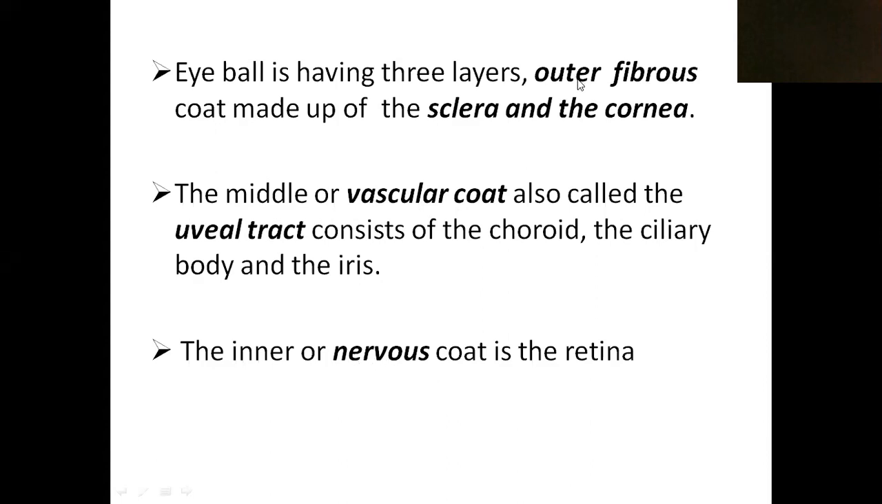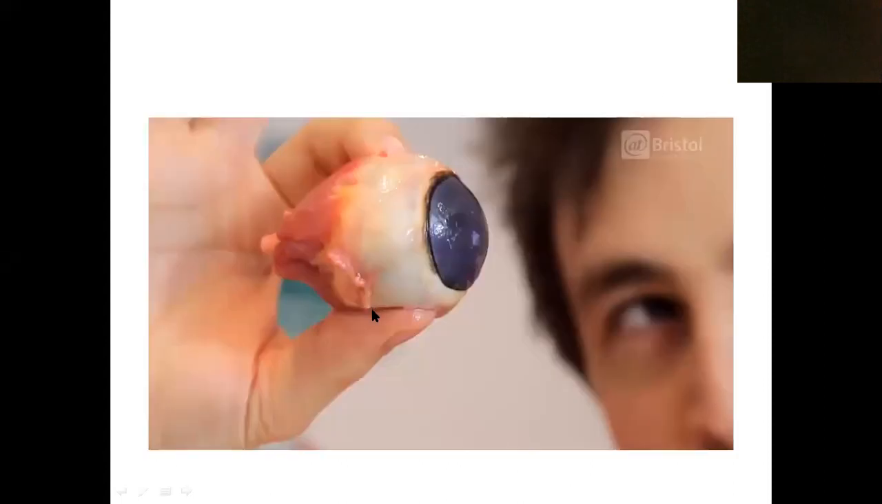Three layers. The outermost layer is a fibrous layer. It is made up of fibers. The middle layer is made up of blood vessels, so it is the middle vascular layer. The innermost layer is made up of nerve fibers, known as the nervous layer. This eyeball, shown here with some muscles, has three layers.